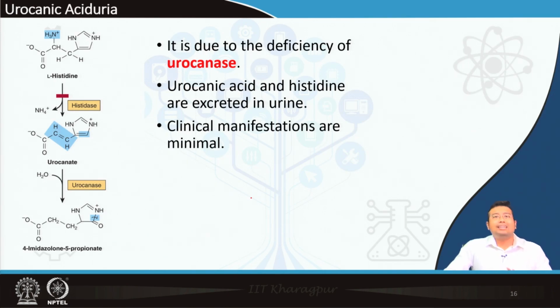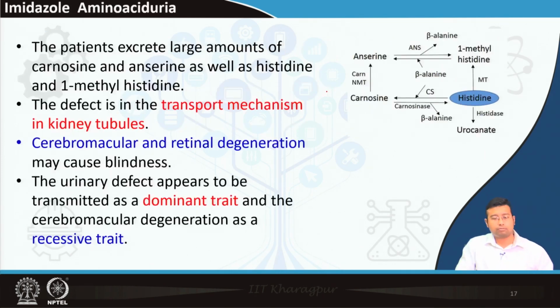Next, urocanic aciduria. What is urocanic aciduria? It is a defect in the urocanase enzyme. Urocanase was converting urocanate to 4-imidazolone 5-propionate. If this is deficient, all the previous intermediates will accumulate. So it is very easy to remember: urocanic acid and histidine are excreted in urine. However, it is good compared to other diseases that clinical manifestations are minimal. Only the high levels of these compounds are found.